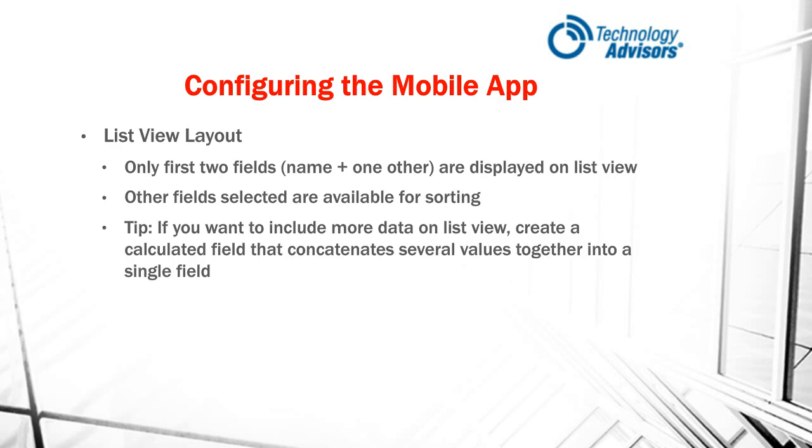The rest of the configurations for mobile are done in Studio, where you make a lot of your other administrator changes, like changing fields and changing layouts. The key changes that you're going to be able to make in Studio are to your mobile layouts. So the mobile app does have its own particular layouts, and we're going to see three of them: the list view layout, the detail view layout, and the edit view layout.